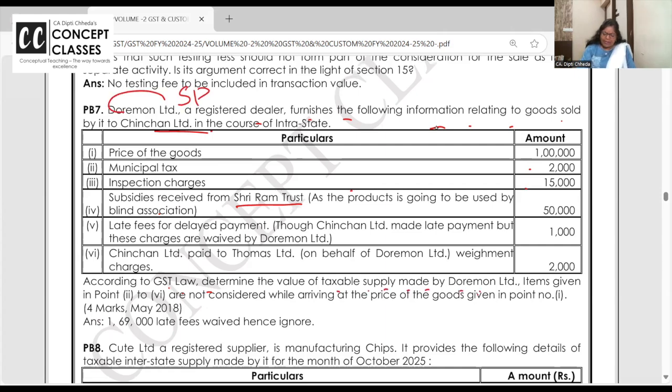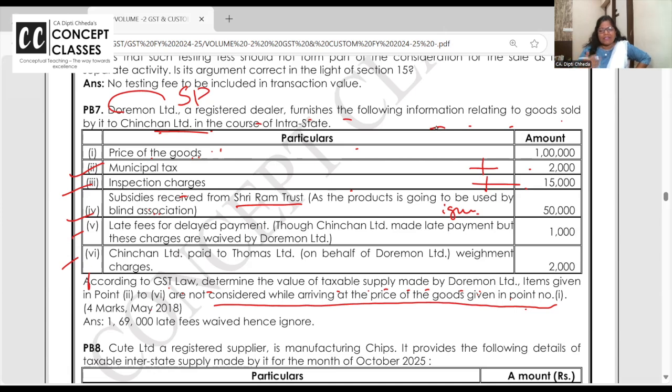He's the service provider, he's the service recipient. Items given in second to sixth are not considered in the price. In short, this price doesn't include all this. So add the municipal tax, add the inspection charge. And this price doesn't include the private subsidy, so ignore it. See, you need a lot of practice.